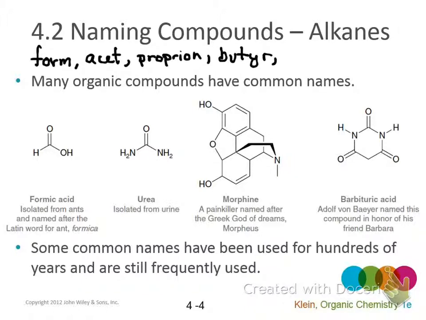5 is easy because the Roman numeral 5 is a V, right? Valor. And then 6 is capro. Oh, and you can put O's at the end of those. I sometimes don't, sometimes do. But those are the prefixes for 1 through 6. So caproic acid would be the common name for a 6-carbon carboxylic acid. Okay? Yeah, so we use a lot of common names.